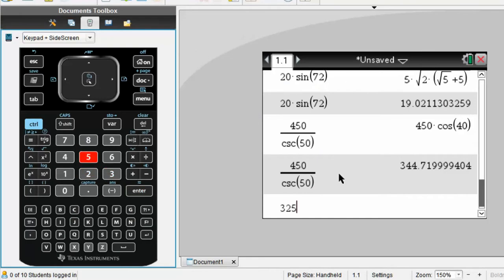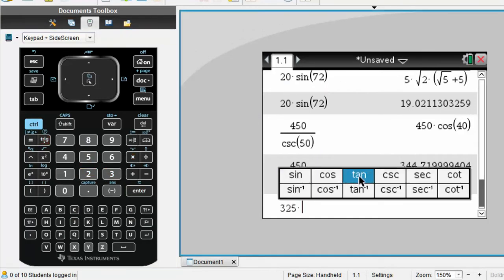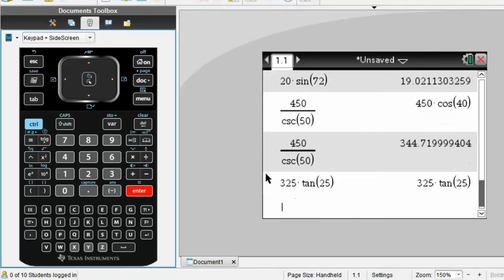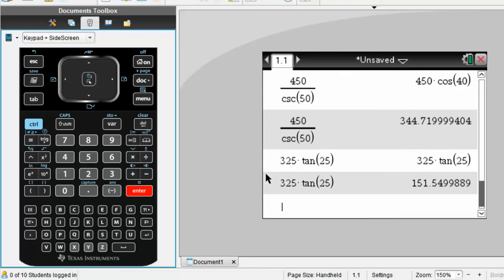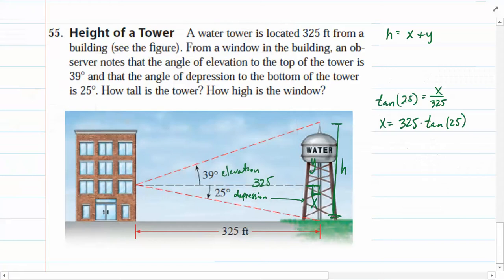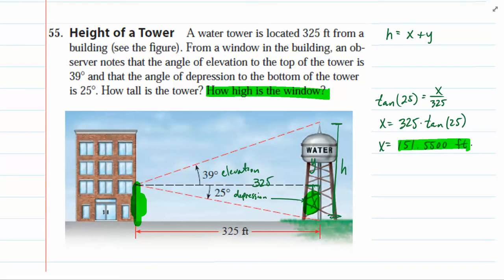So 325 times tangent of 25 is 151.5500. X is equal to 151.5500 feet. Now, incidentally, since we just identified what x was, that height is also the same height as this measurement from the base to the building. So how high is the window? The window is 151 feet in the air.